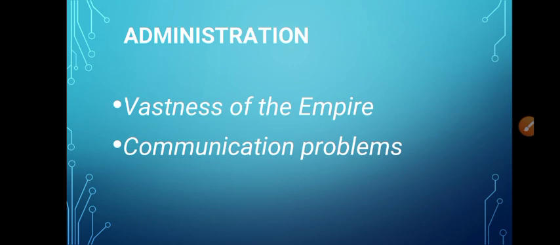Administration. Administration problems arose because of the vastness of the empire. There was a huge area which needed to be administered properly. But it took time for news to reach from one side of the empire to the other side. Obviously, there were communication problems which made it difficult to administer and made it difficult for the ruler to have proper control of the far off lands.